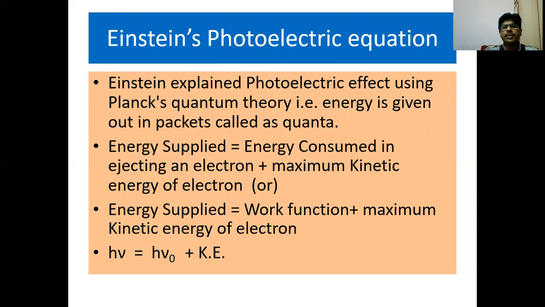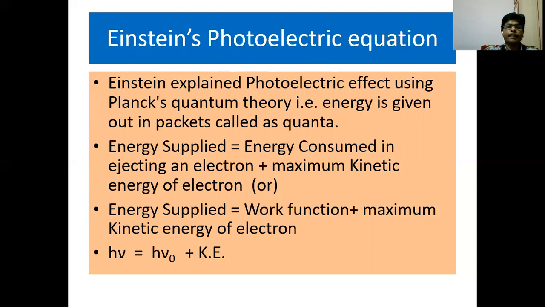It was Einstein who gave an explanation to this photoelectric effect. So Einstein explained photoelectric effect using Planck's quantum theory. That is, energy is given out in packets called quanta. Now, energy supplied is equal to energy consumed in ejecting an electron plus the maximum kinetic energy of the electron. What is this energy consumed in ejecting an electron? It is also called work function, as I have explained to you. So energy supplied is equal to work function plus maximum kinetic energy of an electron.